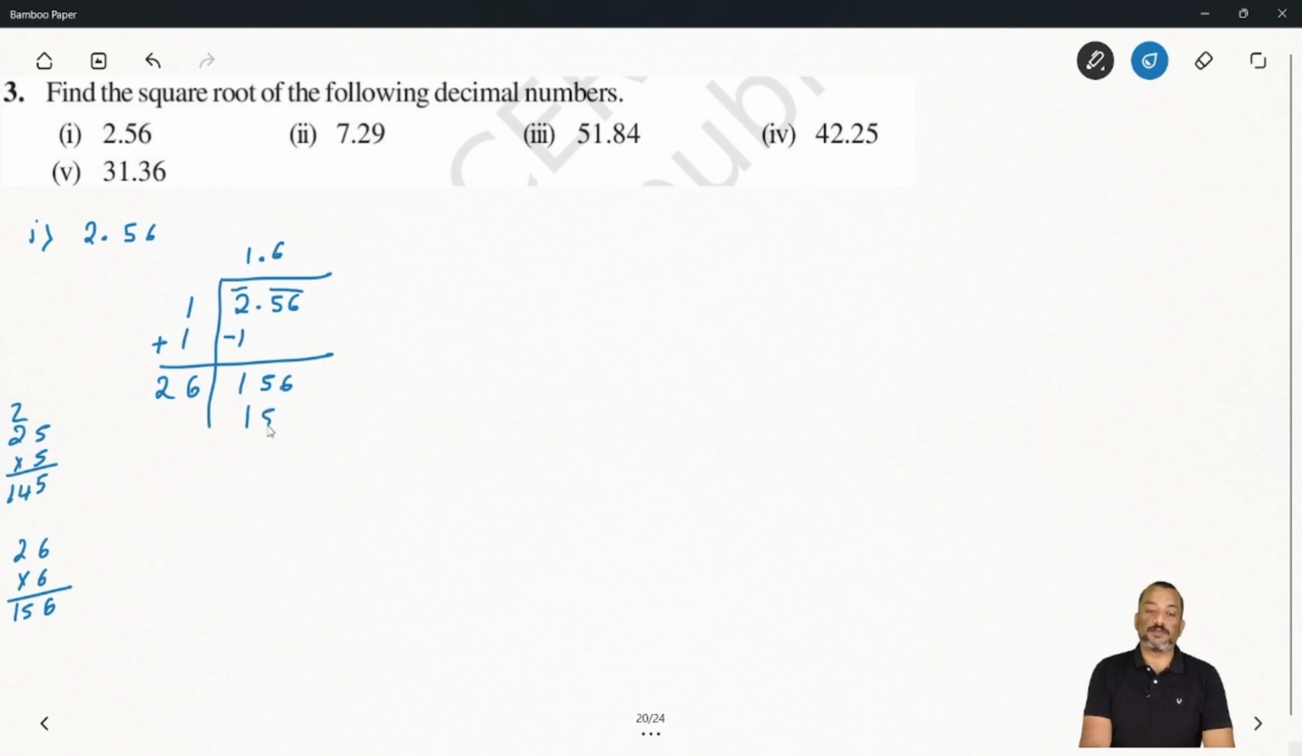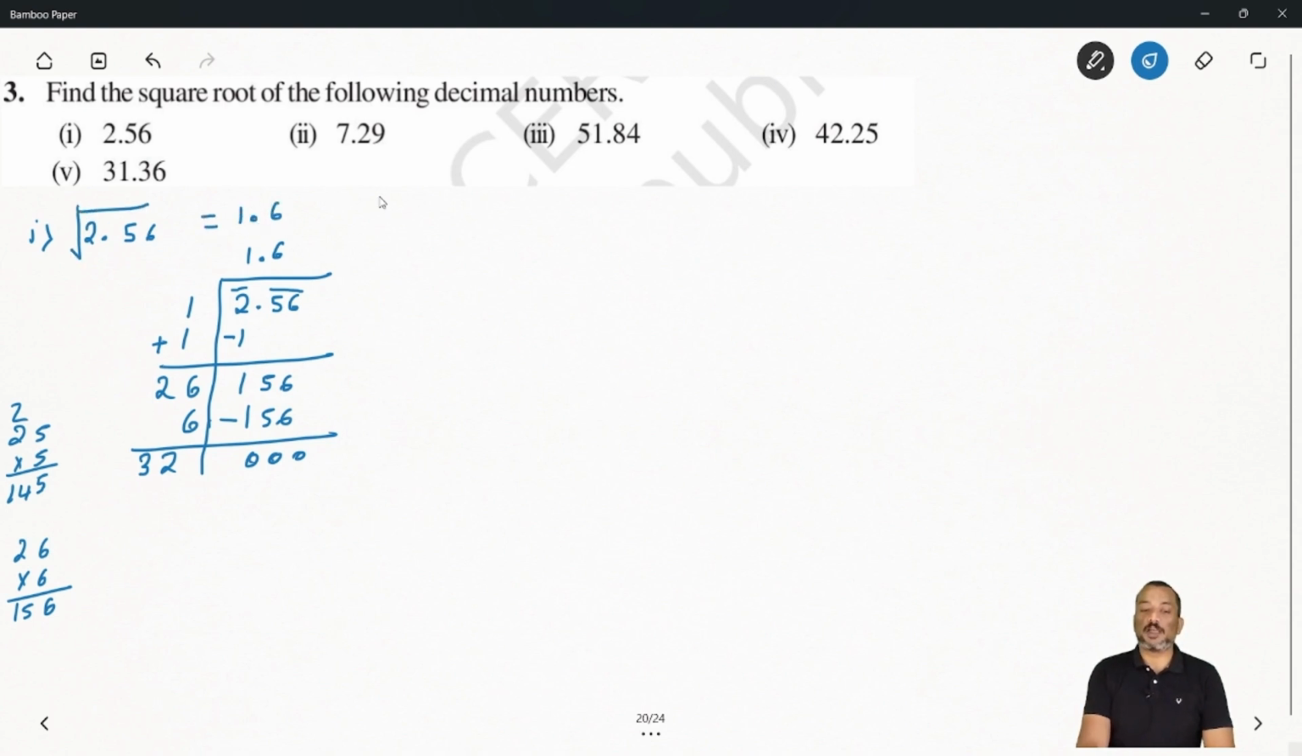So 1 5 6. Here you can add 6 and then subtract. You will get 32 here, and we will get 0 0. Which means the square root of 2.56 will be 1.6.